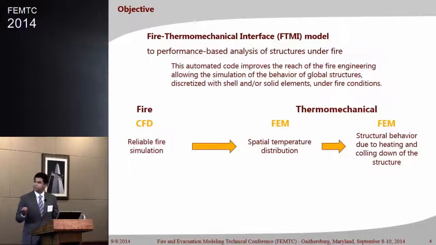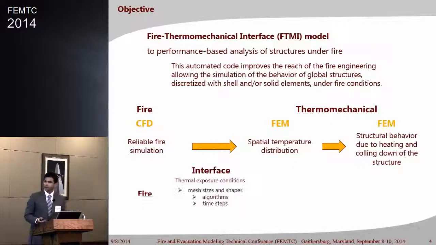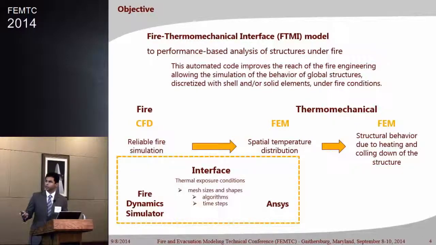So this work is intended to create an automated code that will improve the reach of fire engineering, allowing the simulation of the behavior of global structures, not just isolated members. The structures could be discretized with shell or solid elements or both. The fire simulation will be handled by computational fluid dynamics, and the thermal and mechanical simulations will be handled by the finite element method. The main goal here is to create an interface, a bridge between these two universes.